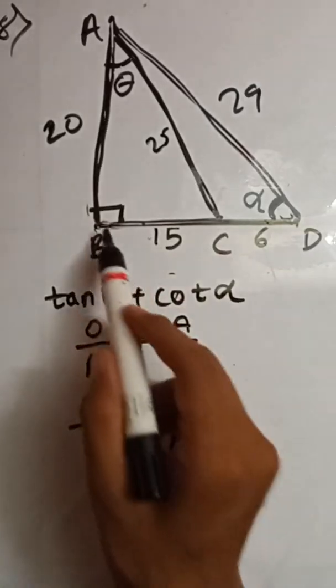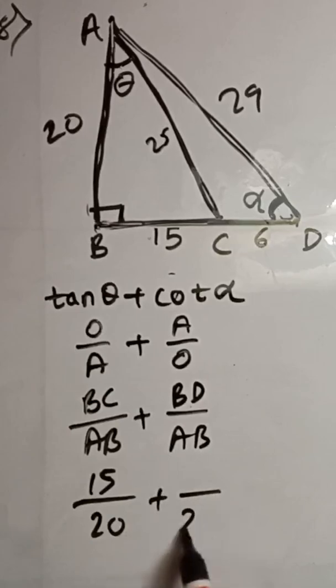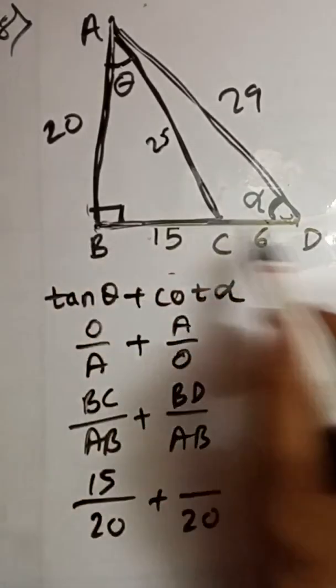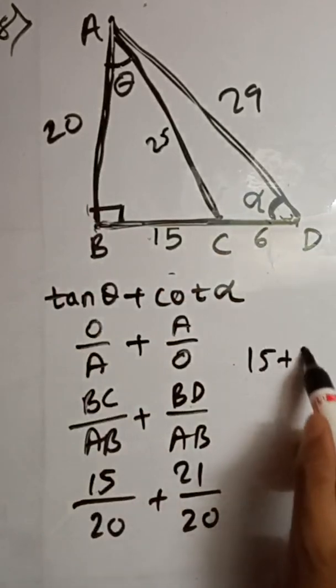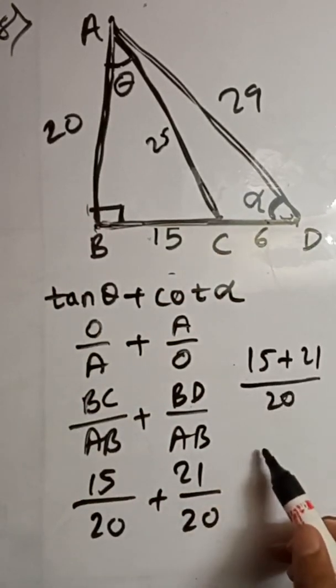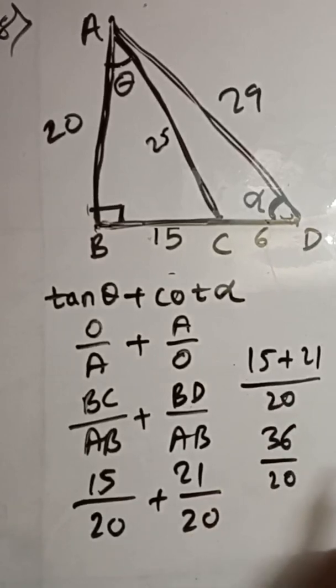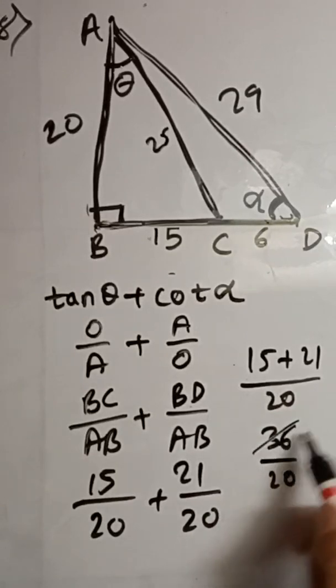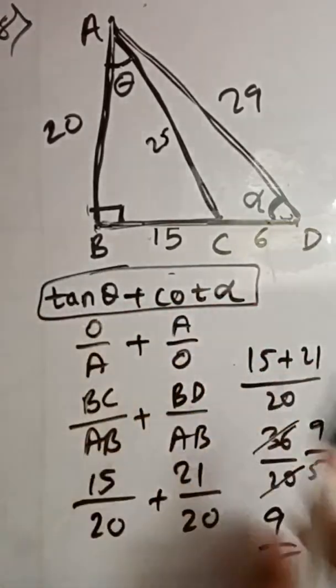Now let's put in values. BC is 15 upon AB is 20, plus here also AB is 20, and BD means this full side, that is 21. So 15 plus 21 upon 20, that is 36 upon 20. When you cancel it, 4 9s are 36, 4 5s are 20, you get 9 upon 5. Your final answer is 9 upon 5 for tan theta plus cot alpha.